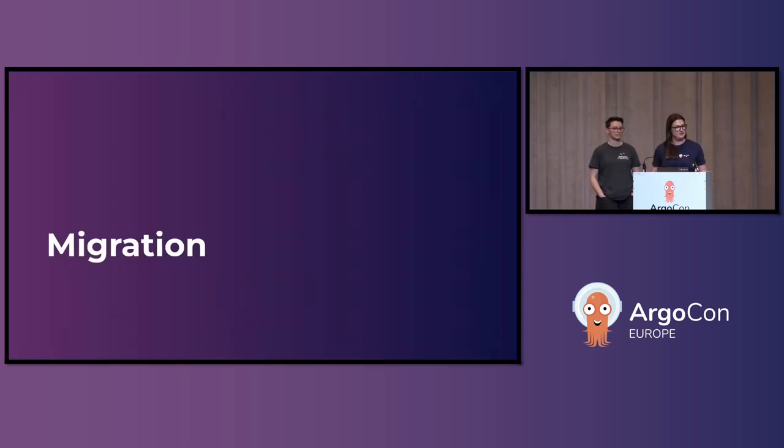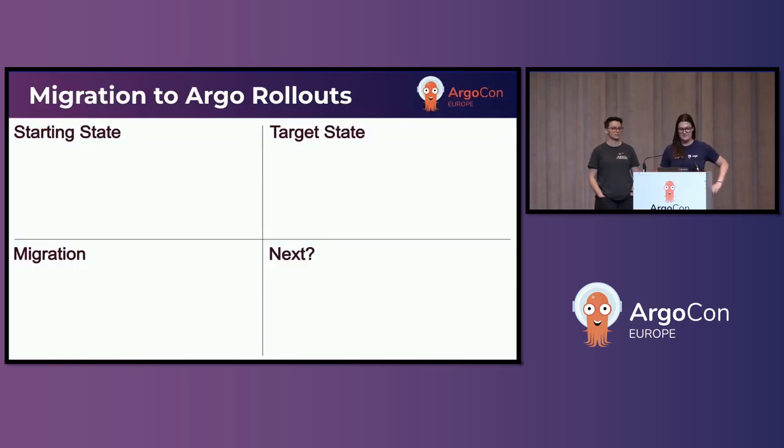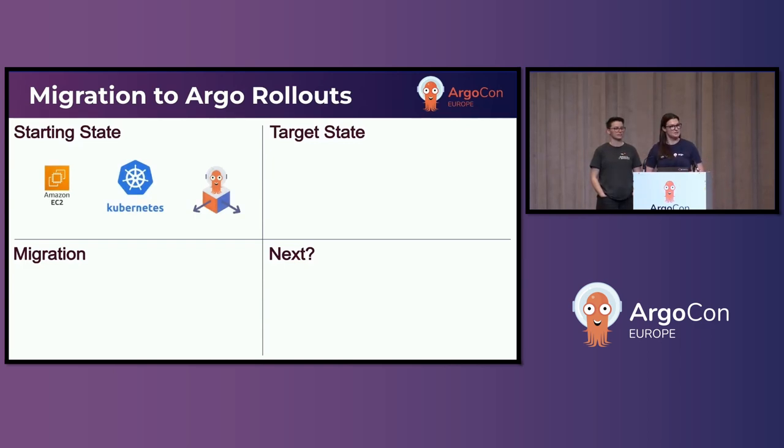So let's talk about Intuit's migration. So where did we start? Intuit had services that were running on bare bones EC2. We had some services that were deployment objects on the Intuit flavor of Kubernetes. We had some early adopters of Argo Rollouts that were utilizing blue-green deployments. Some were utilizing Canary deployments. But not having a standard strategy was something that made it complex for our engineers to manage.